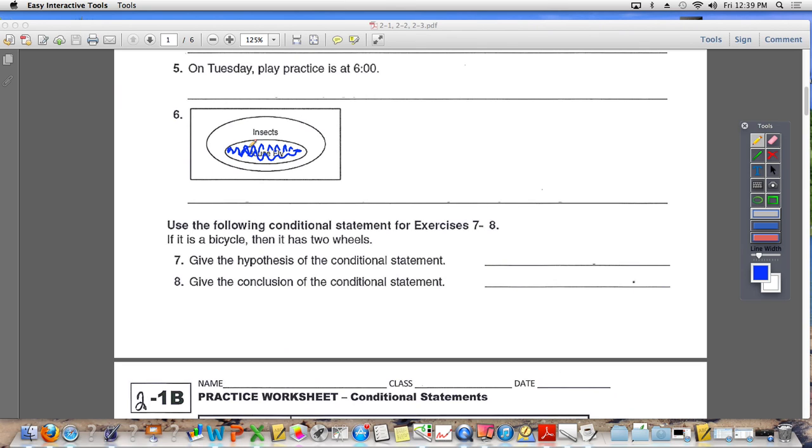Okay? So how could you write this as an if-then statement? If it's a housefly, then it's an insect. Yeah. If it's a housefly, then it is an insect.